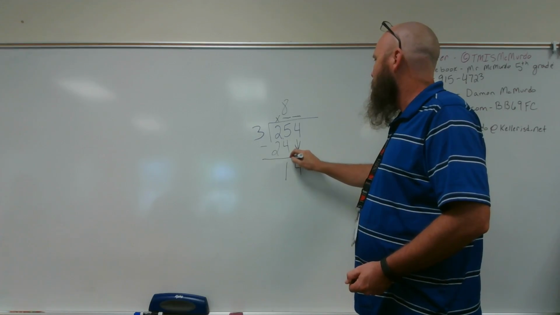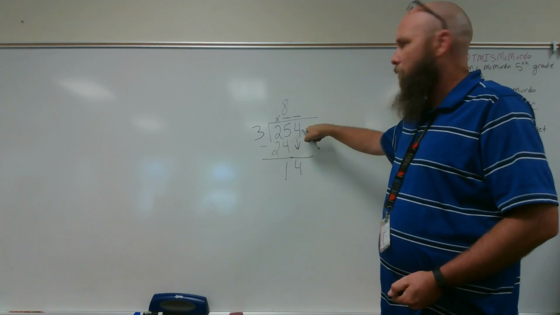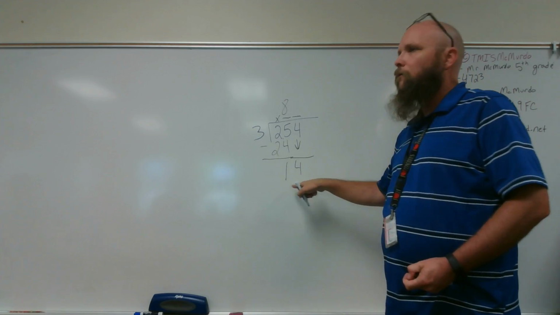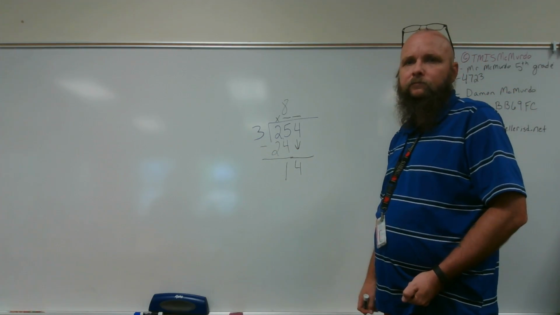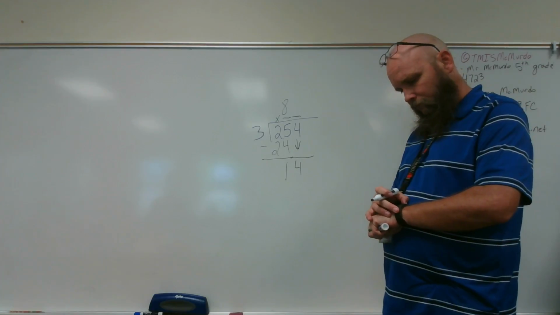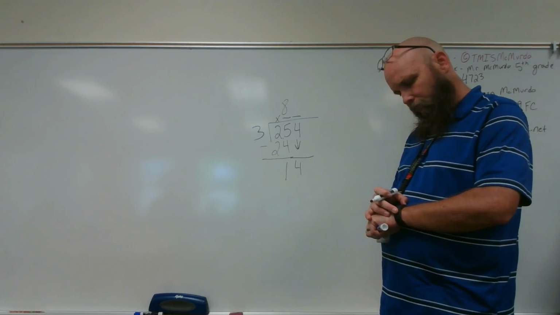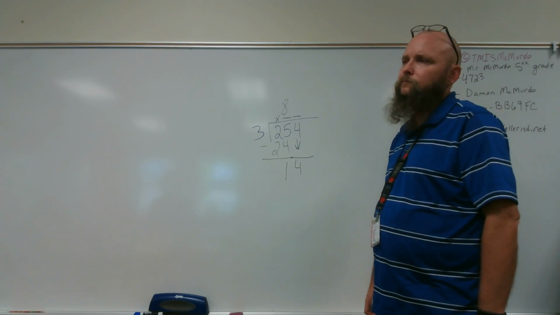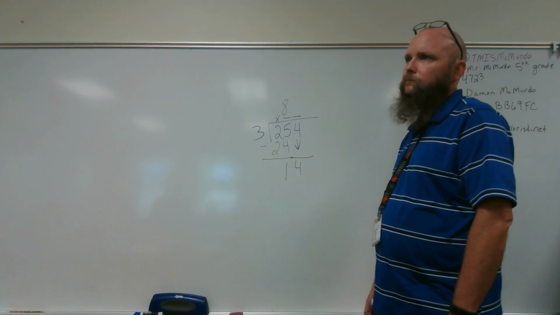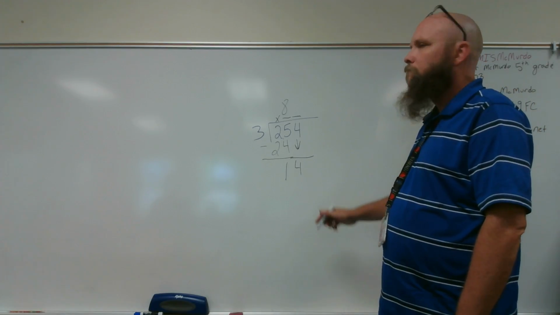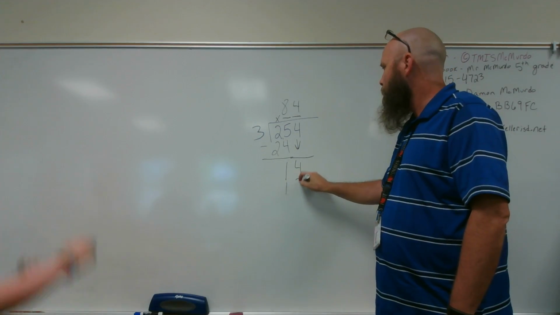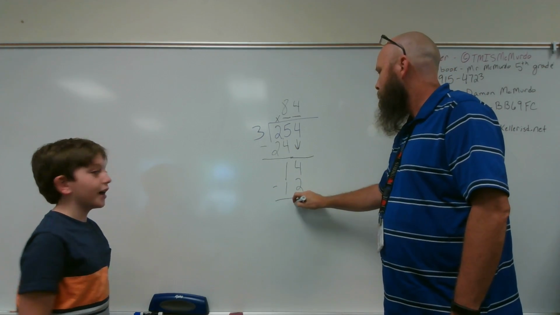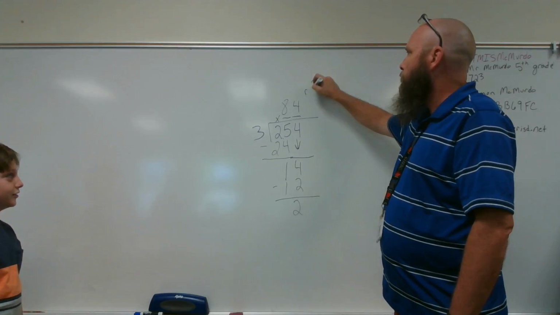I bring down my next number in my dividend, which is 14. Rhett, how many times does 3 go into 14? It can go only up to 12, but then it has to be a 4. Okay, so it's a 4. Okay. 4 times 3 is 12. Subtract, yay, and I get 2, and so I get a remainder of 2.